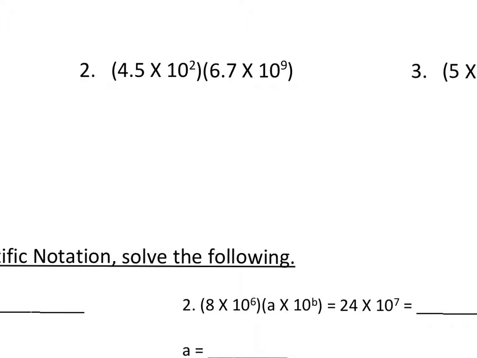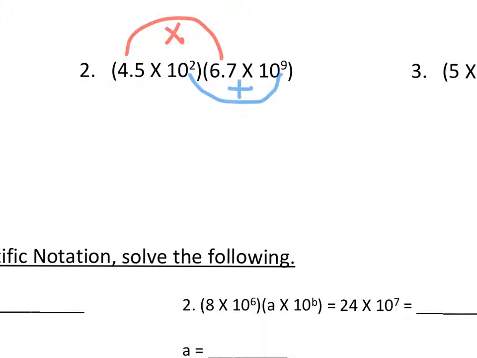So what am I multiplying? What am I adding? What two numbers am I going to multiply? 4.5 and 6.7. Beautiful. So I'm going to multiply those two numbers. And then I add what two numbers? 2 and 9. Awesome.